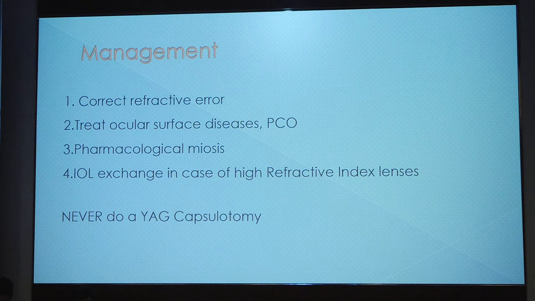If there's any capsular opacification, that has to be taken care of. Miosis in the initial days will be helpful. Very rarely, for high refractive index lenses, an IOL exchange might need to be done. If the patient is very symptomatic even after 6 months, still complaining about seeing these arcs, then IOL exchange may be done. YAG capsulotomy will not solve this. Therefore, there's no point doing a YAG capsulotomy unless there is a posterior capsular opacification.